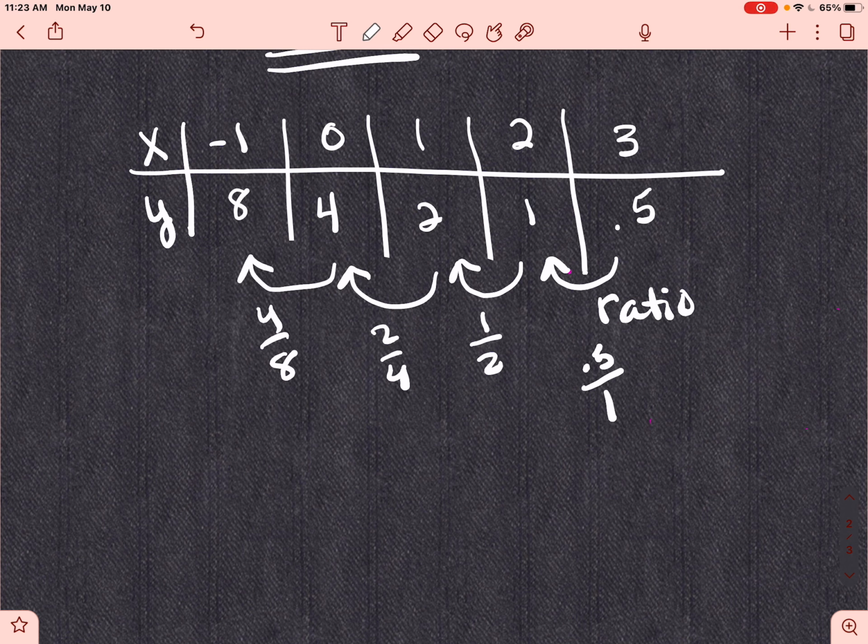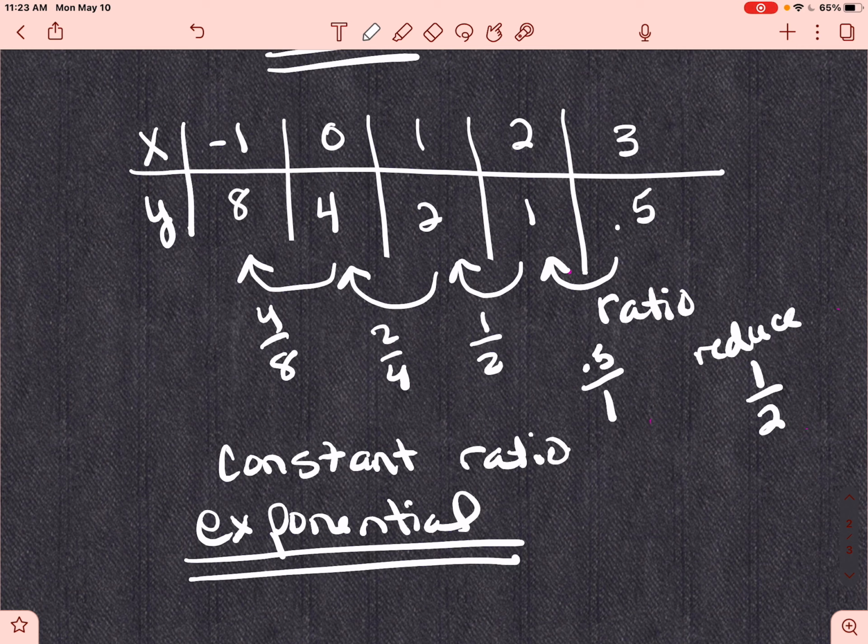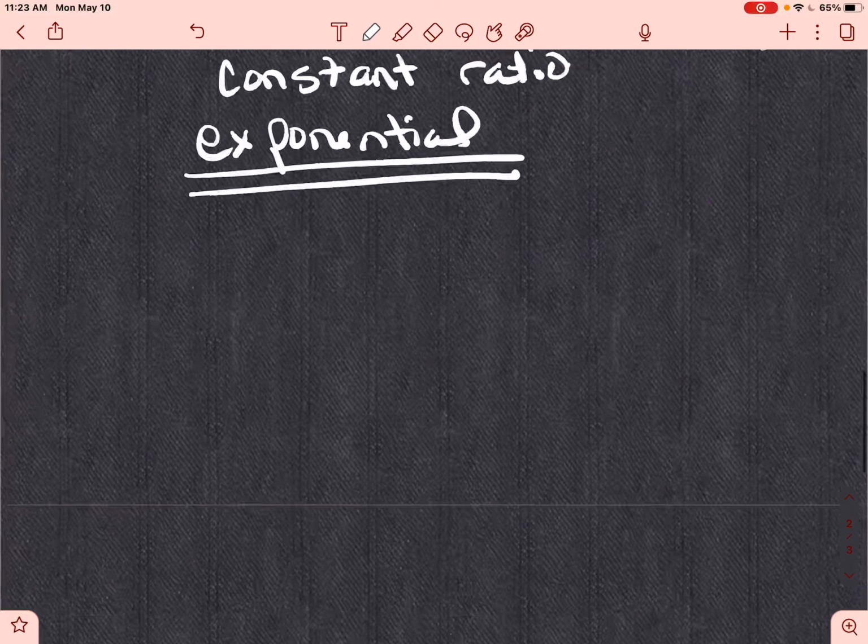And notice that all of these reduce to 1/2. And so since we have a constant ratio, then this is going to be exponential. These are different than the polynomials where we have x to an exponent. These are the ones where x is the exponent. All right, so let's do another example.